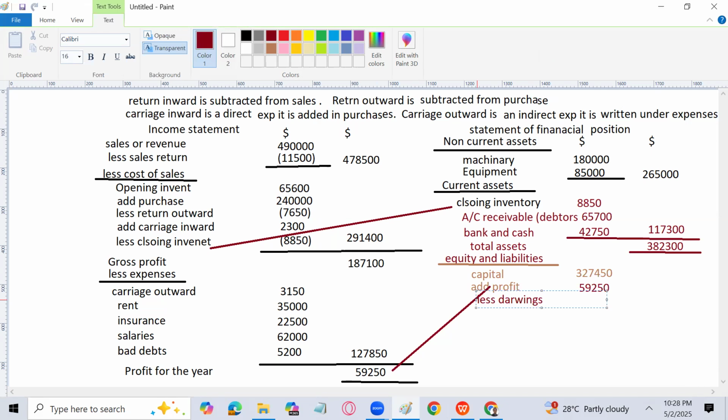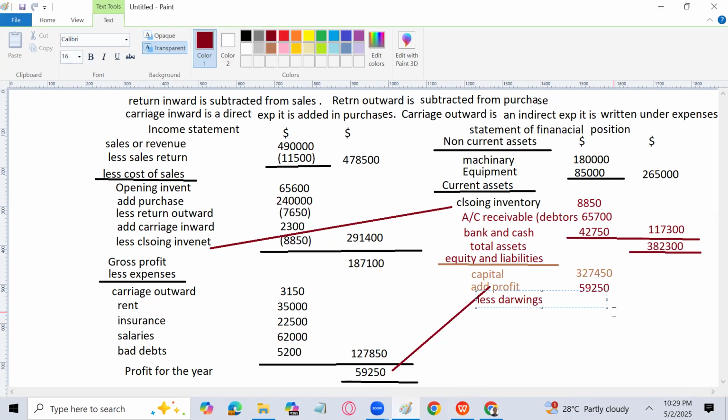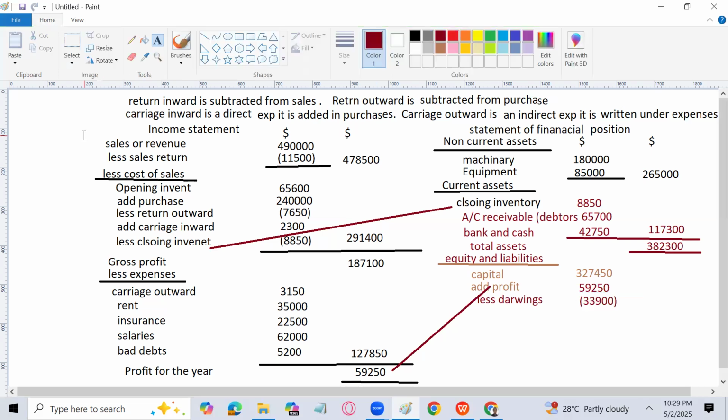Why, sir? Drawings means the amount withdrawn by the owner for his personal use. That is subtracted from capital. It is a contra capital account. Drawings eat up the capital and reduce it. Drawings of 33,900 are given along with the capital, because he withdrew this money from the business for his personal use. It is not a business expense, so it will be subtracted from the owner's own money, which is basically the capital.